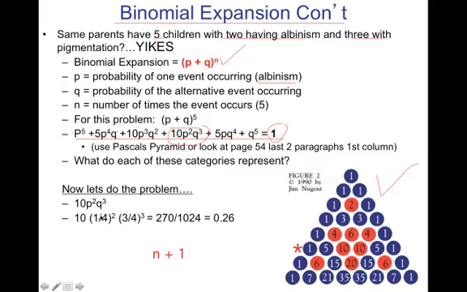So we know that the probability of having a child with albinism when both parents are heterozygotes is 1/4. We square that, and then we know the probability of having a child with pigmentation is 3/4, so we raise that to the power of 3. When you do this, and then multiply it all by 10, you get an answer of 270 over 1024, or you could write it as 0.26, or you could write it as 26%. I'd accept any one of those 3 answers.